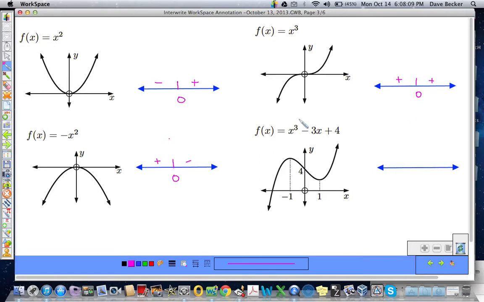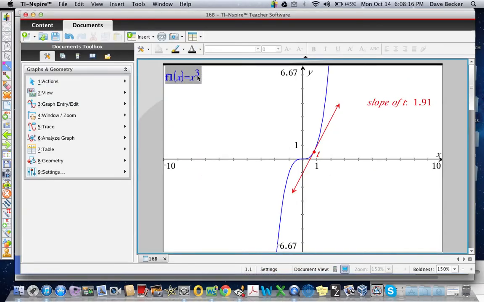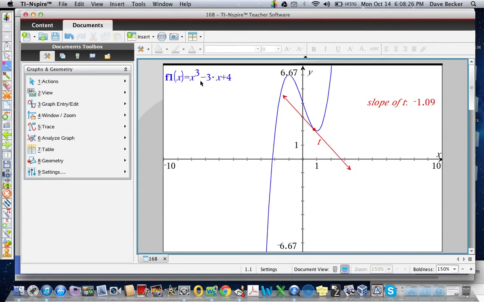And finally, we'll take a look at this guy, x cubed minus 3x plus 4 on the graphing calculator. So that was, let me fix this. Let's see, x cubed minus 3x plus 4. There she goes, okay? And we'll start over here. Okay, so positive, the function is increasing. Then the slope becomes 0.